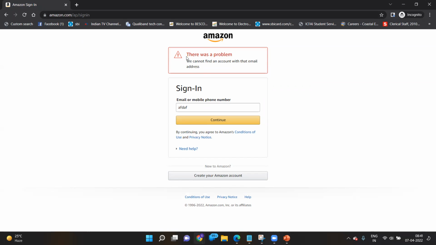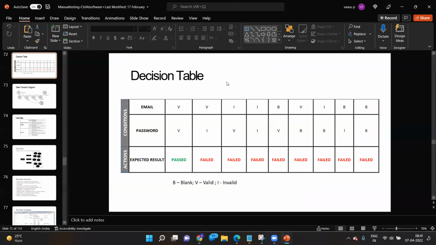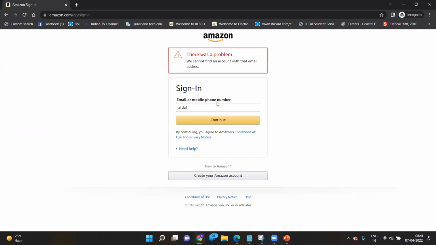See why we are getting this error. This is called negative testing. That means we entered an invalid email. This is the case we are validating. We entered an invalid email ID, so automatically you will get an error message from the client side. Whatever you are seeing is the client. So we are supposed to get this error message.